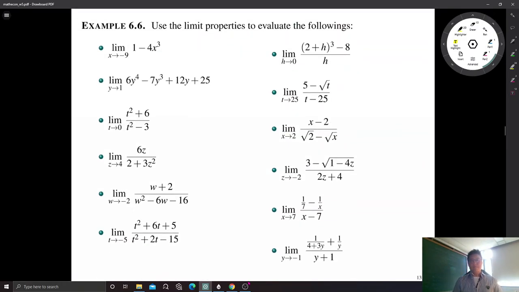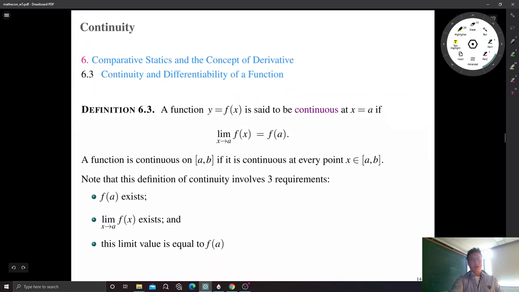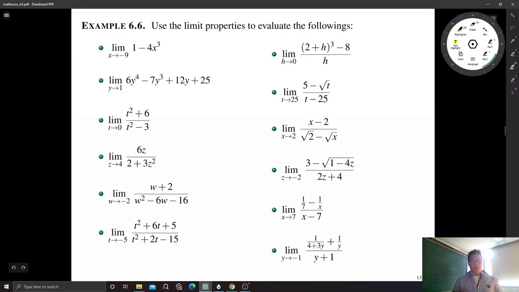So using these properties, we can evaluate polynomials or rational functions. Let me do just a few exercises here. Let me first do the second exercise. We have a polynomial function of variable y, and we are about to evaluate the limit of this polynomial as y approaches 1.